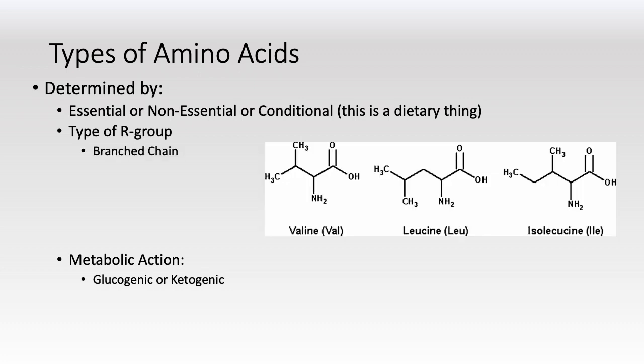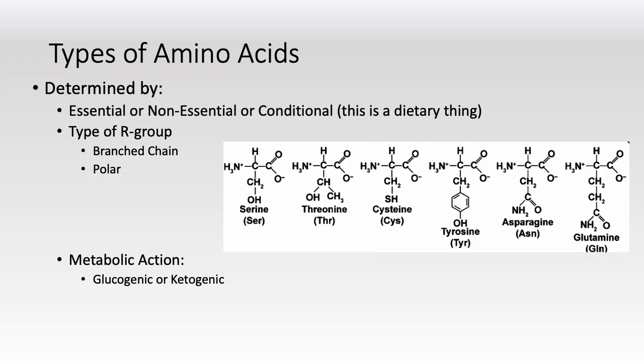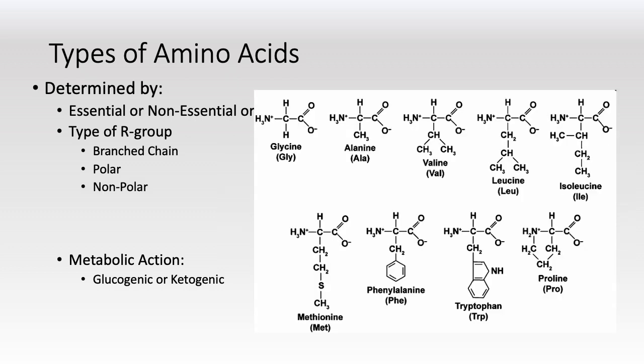In which we have branched chain amino acids. The branched chain amino acids include things like valine, leucine, and isoleucine. Polar, which includes things like serine, threonine, cysteine, tyrosine, asparagine, and glutamine. Polar amino acids such as glycine, alanine, valine, leucine, isoleucine, methionine, phenylalanine, tryptophan, and proline.